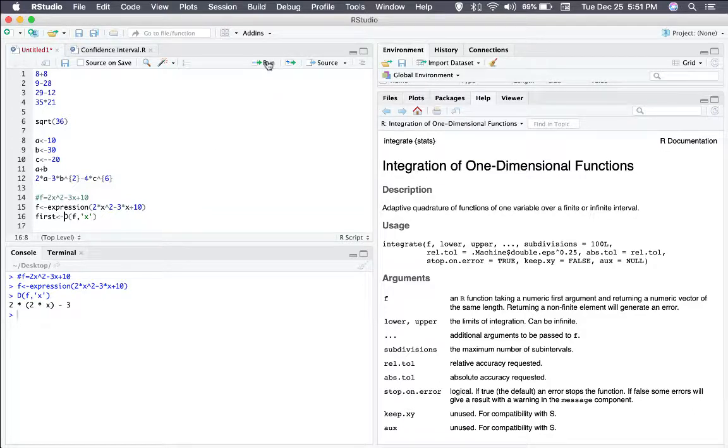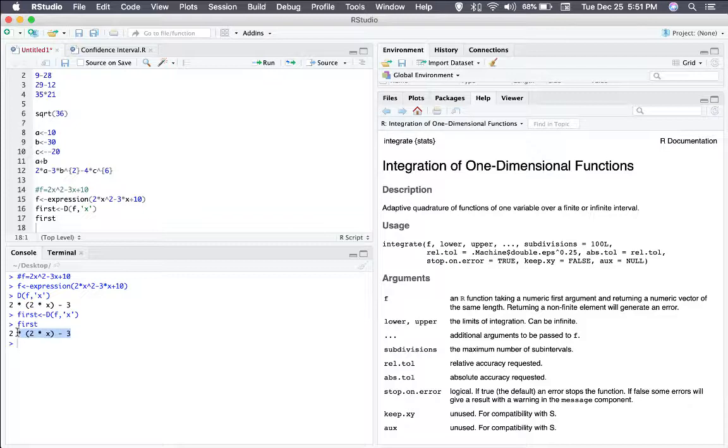For the name of the first derivative, I say first equal this. Then I have to run again. Now when we type first and run, we get the first derivative here. So how do we get the second derivative? I say second. Again, derivative of what? Derivative of the first derivative.